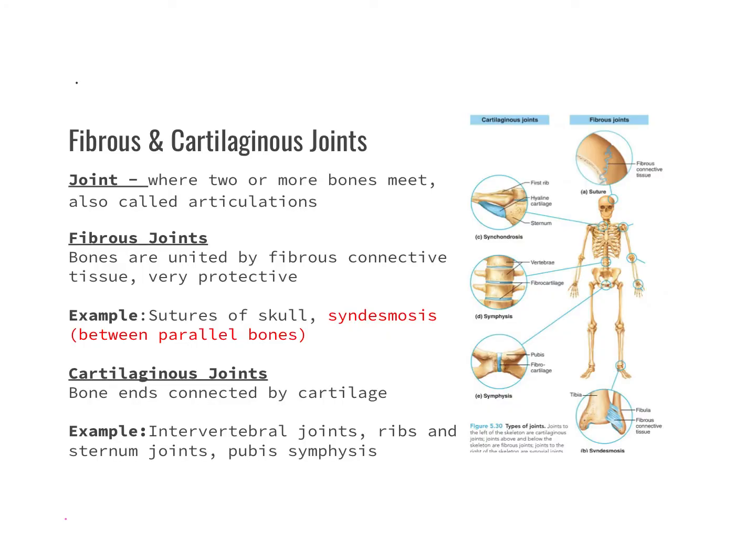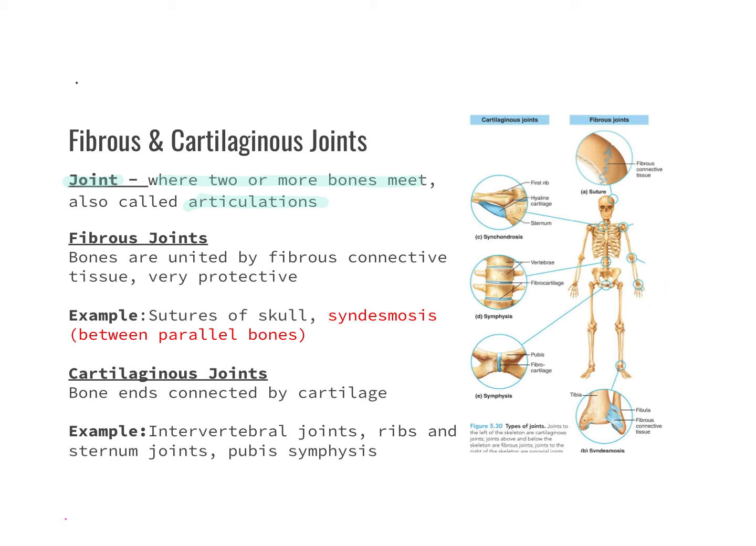Okay, so first let's just talk about what a joint actually is. So a joint is where two or more bones meet with each other. A lot of times you'll hear me call them articulations. So articulations is where two or more bones come together, also referred to as a joint.